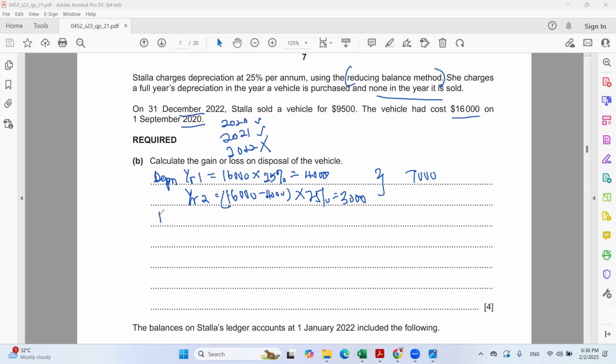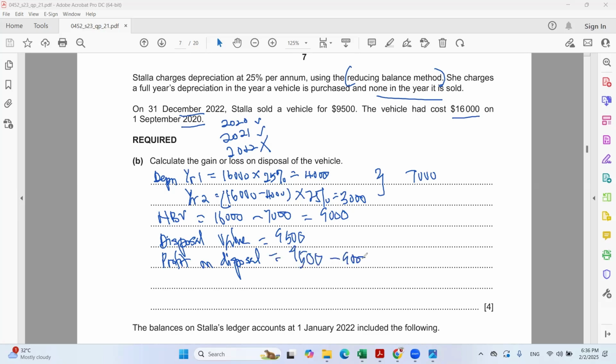And our net book value equals 16,000 minus 7,000, so we get 9,000. So we compare with the disposal value, the sale proceeds. The disposal value is 9,500, which means the disposal value is more than the net book value. Therefore, we will get a profit on disposal. The amount will be 9,500 minus 9,000, so we get a profit of 500. This is the answer for the gain on the disposal.